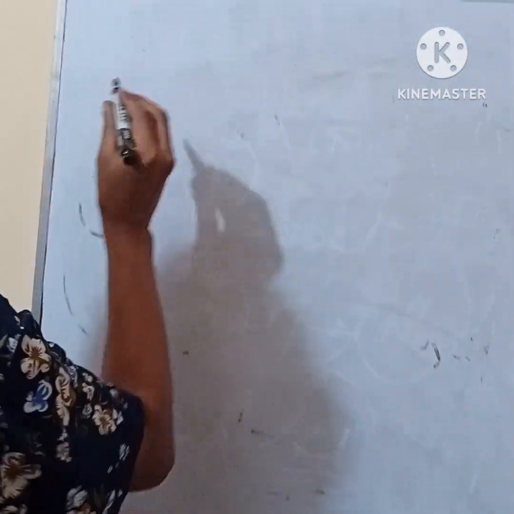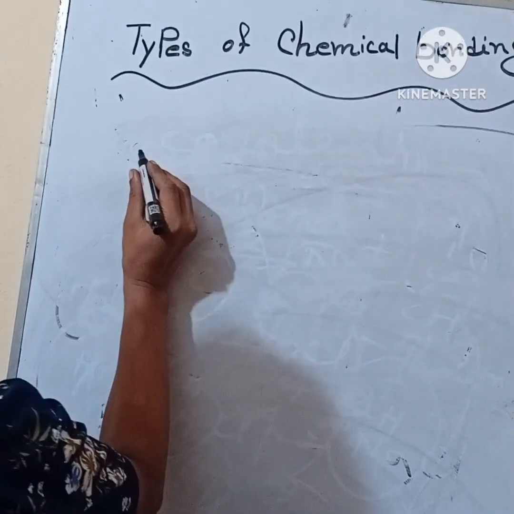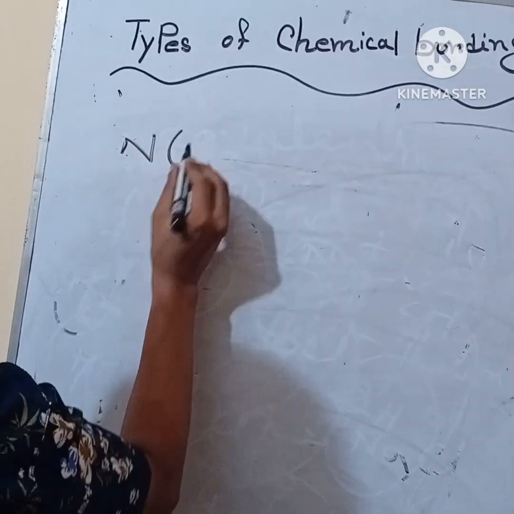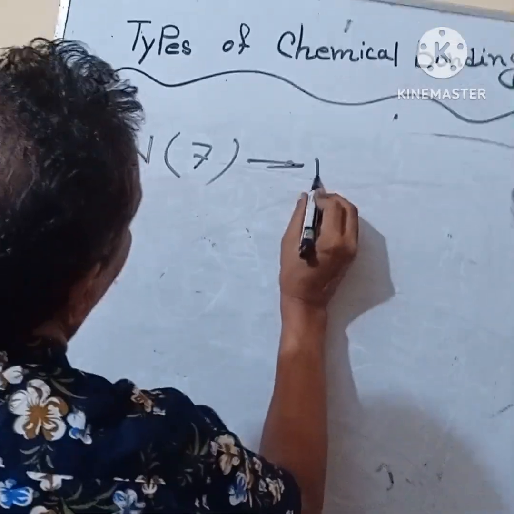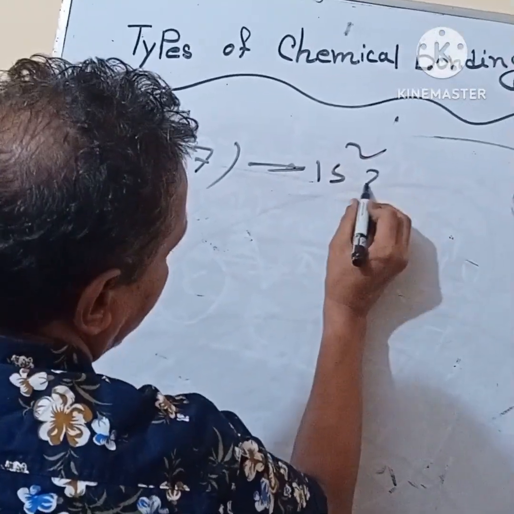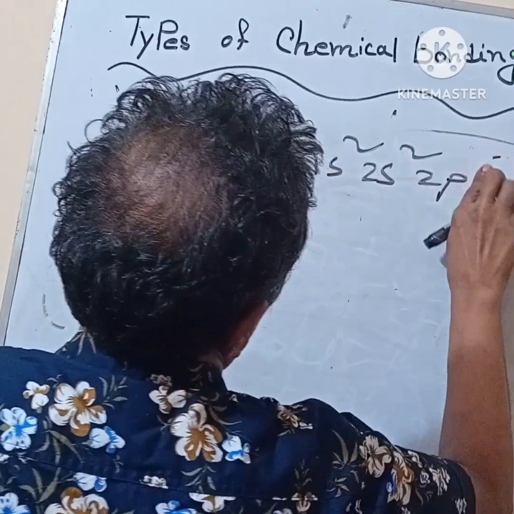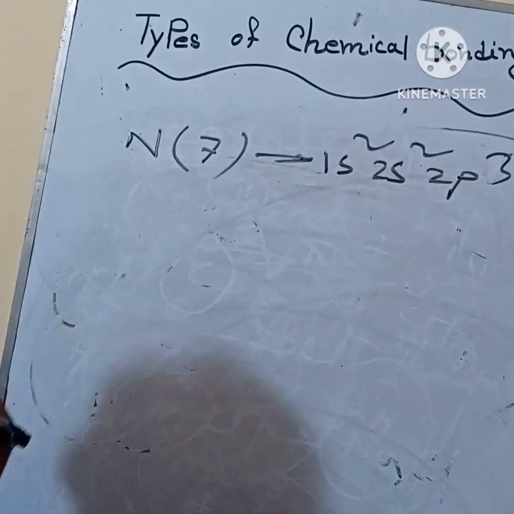What is the coordinate covalent bond? Coordinate covalent bond is, for example, nitrogen. Nitrogen has 7 electrons. So the electron configuration is 1s2, 2s2, 2p3.